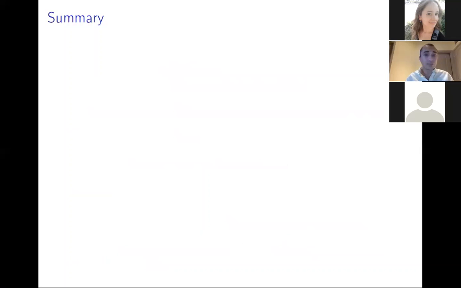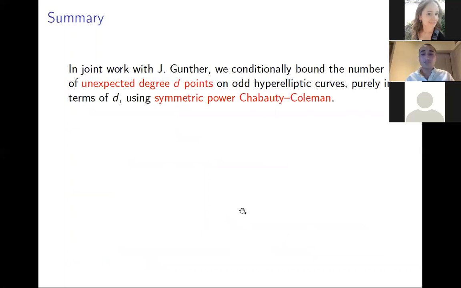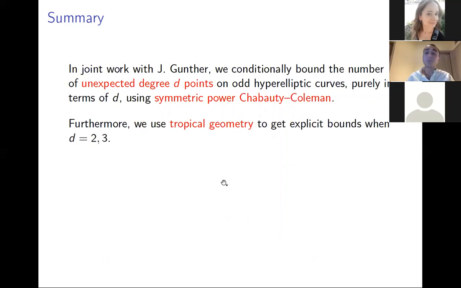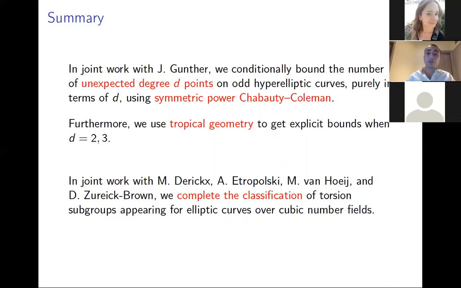So just to summarize, in joint work with Joseph Gunther, we conditionally bound the number of unexpected degree d points on odd hyperelliptic curves purely in terms of d using symmetric power Chabauty-Coleman. And we used tropical geometry to get explicit bounds when d is equal to 2 and 3. And in joint work with Martin Derickx, Anastasia Etropolski, Mark van Hoeij, and David Zureick-Brown, we complete the classification of torsion subgroups appearing for elliptic curves over cubic number fields.